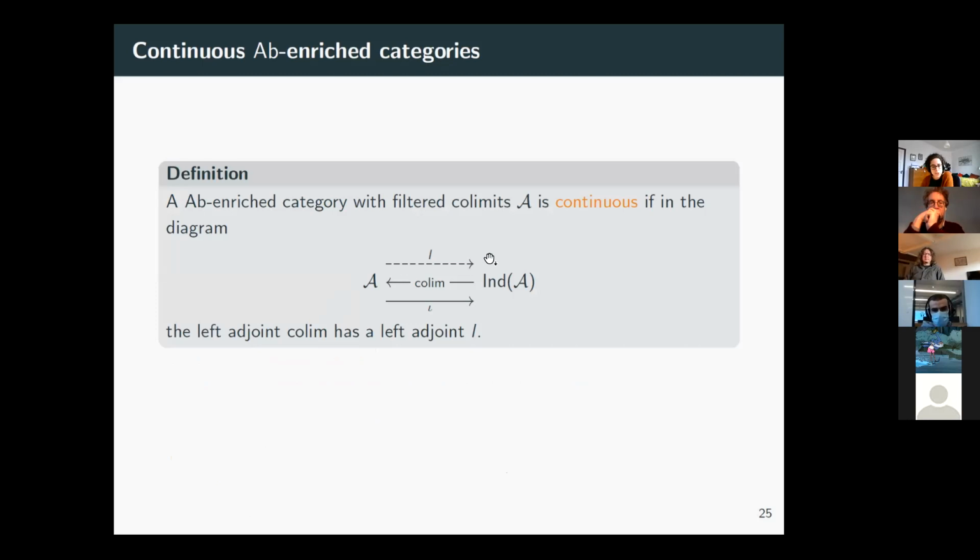An enriched category with filtered colimits, A, is continuous if in this diagram the left adjoint colim has a left adjoint L. So what is this diagram? A embeds into its Ind completion. And because A has filtered colimits, that embedding has a left adjoint, which is precisely computing the filtered colimits. We say A is continuous if we have a further left adjoint, which gives a very nice behavior of limits with respect to filtered colimits. So this is a continuous enriched category. And in particular, because this iota is fully faithful, also L is. That's basic theory of adjoint triples.